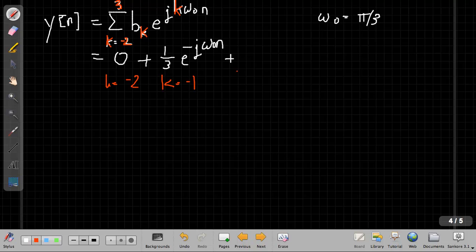The next term, I do my k equals 0 term, and I get 1/2 e to the j 0n, right? This term here really is just a fancy way of saying that this is 1, right? E to the anything, with the exponent to the 0 power, is 1.